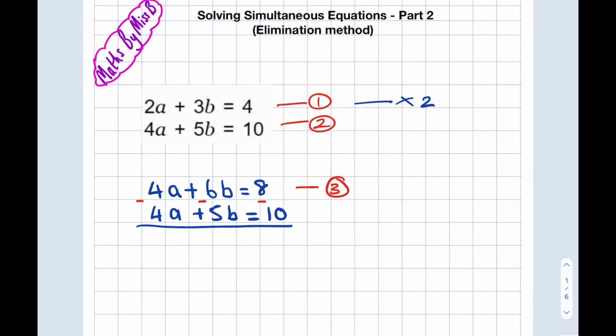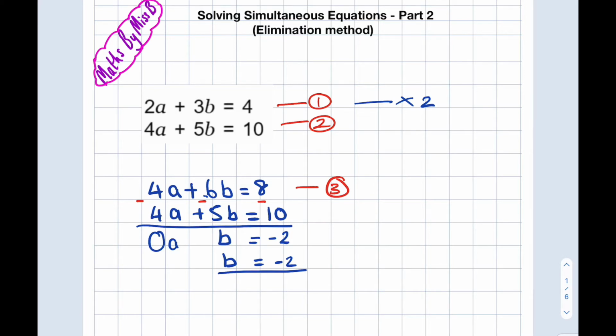So 4a take away 4a is 0a. Then we've got a positive 6b, take away a positive 5b. A positive and a negative here will give a negative. So 6b take away 5b will leave us with 1b. And then we've got 8 take away 10, and that gives a negative 2. So b is worth negative 2. So we have a value for one of the variables.